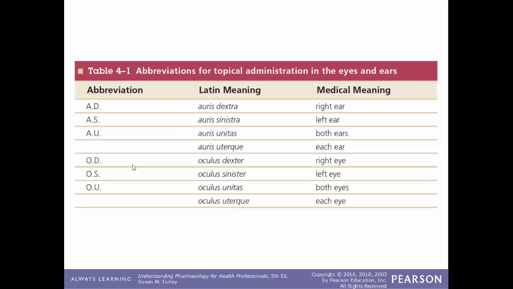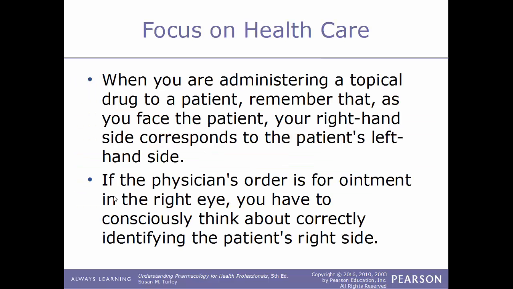For the eyes, OD, oculus dexter, right eye. OS, oculus sinister, left eye. And then OU, oculus unitus, means both eyes. So when prescribing ear drops or eye drops, you'll commonly see these letters used. Now, when administering a topical drug to a patient, remember that as you face the patient, your right-hand side corresponds to the patient's left-hand side.